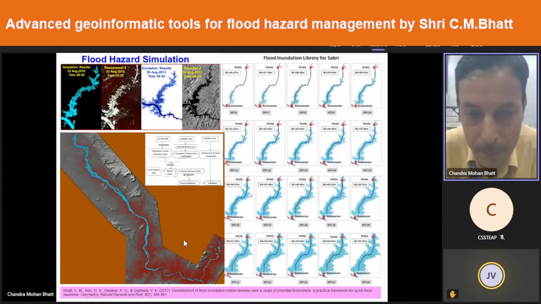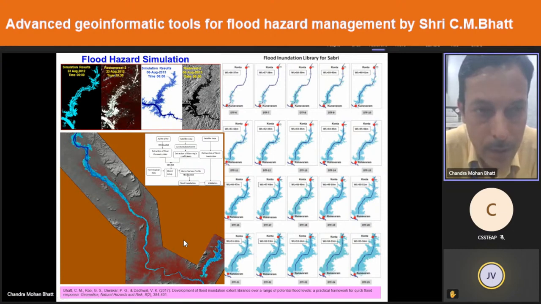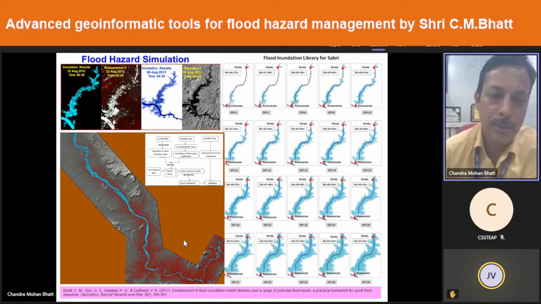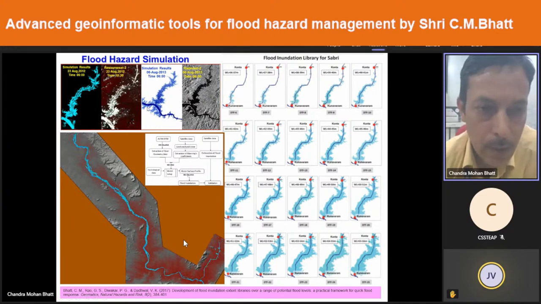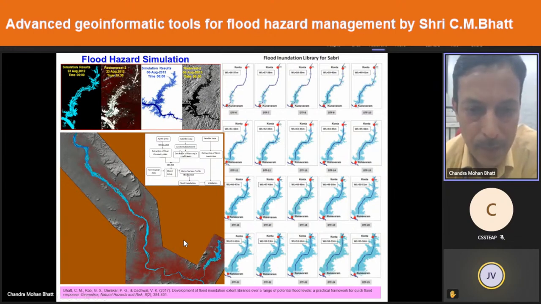This is one of the examples where we have done the flood hazard simulation for the Sabri River, which is in Andhra Pradesh, one of the tributaries of the Godavari River. So we had the ALTM, DTM. We have used HEC-GeoRAS for extraction of river geometries from the satellite. Land use land cover has been extracted. Then extraction of Manning's coefficient from the satellite data. Delineation of flood inundation, then the hydrological model was set up, and then water surface profiles and the flood inundation simulation has been done, which has been validated using the satellite images.